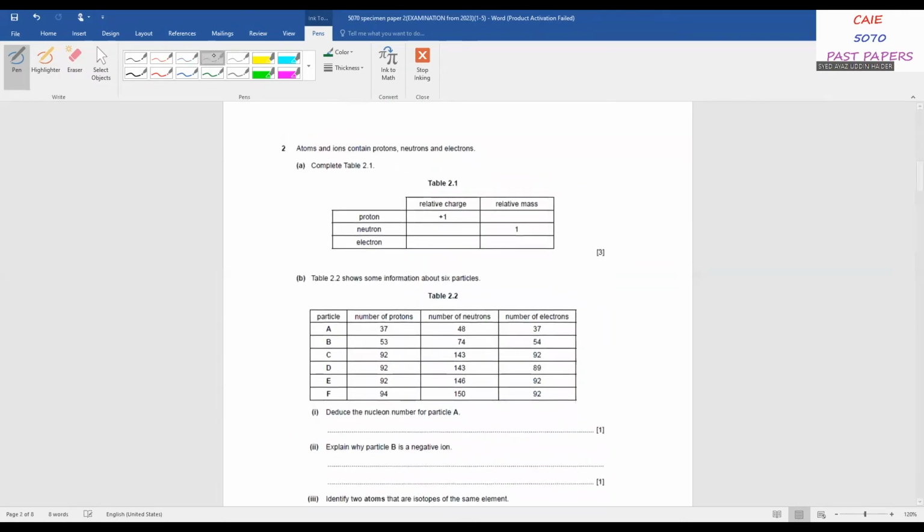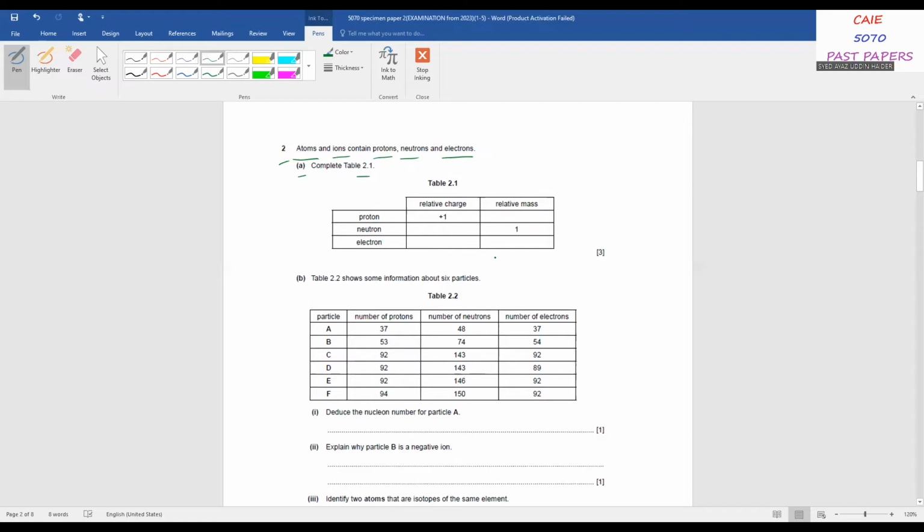Question number 2. Atoms and ions contain protons, neutrons, and electrons. Complete table 2.1. So this is the table 2.1, and there are some blanks. For instance, proton, you have to mention the mass of proton. Neutron, you have to write the charge for neutron. But for electron, you have to give the charge as well as mass of the electron.